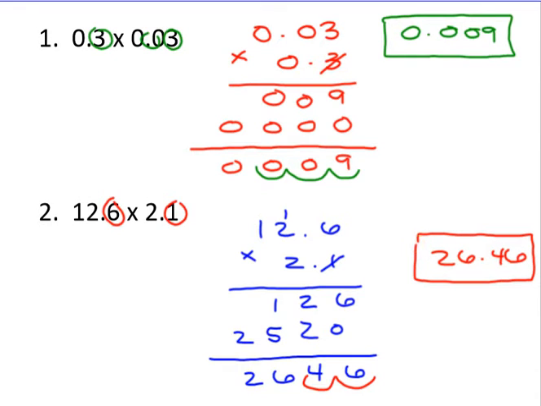All right, if you're not done, go ahead and hit pause, and then if you are done, we can go ahead and go over it. So for number 1, you should have gotten 0.009. There were 1, 2, 3 numbers after the decimal, so your final answer should have 1, 2, 3 numbers after the decimal. For number 2, you should have gotten 26.46. There were 1, 2 numbers after the decimal, and so you should have 2 numbers after the decimal there as well. If you were off in any of your numbers, please double check your math with mine.